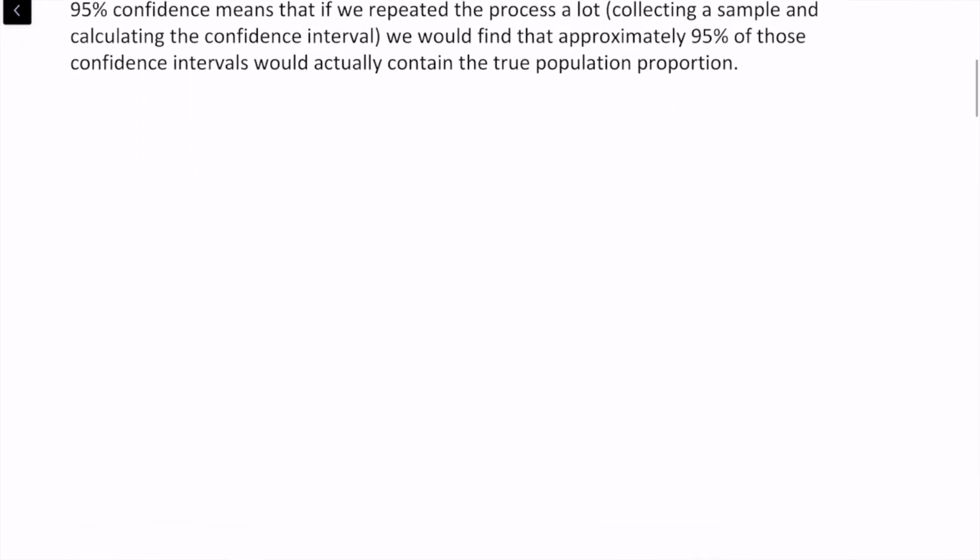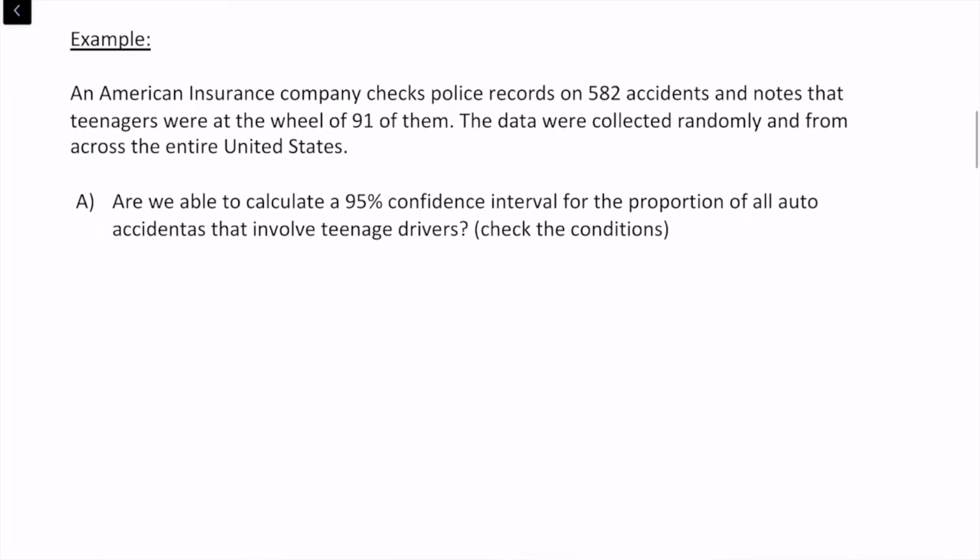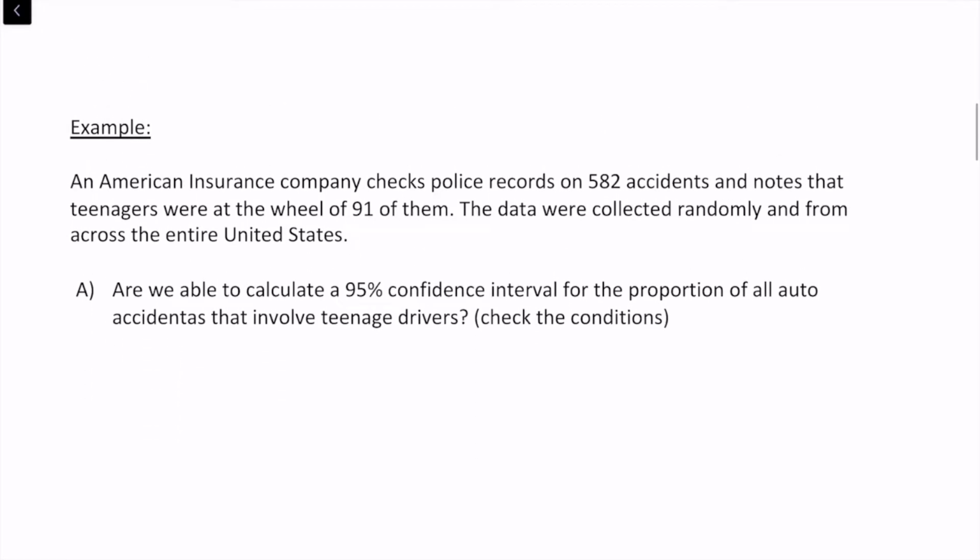All right, with all that being said, let's get into an actual example. How do we calculate this? For example, an American insurance company checks police records on 582 accidents and notes that teenagers were at the wheel of 91 of them. The data were collected randomly and from across the entire United States. We're going to have several parts related to this question. First, part A: are we able to calculate a 95% confidence interval for the proportion of all auto accidents that involve teenage drivers?